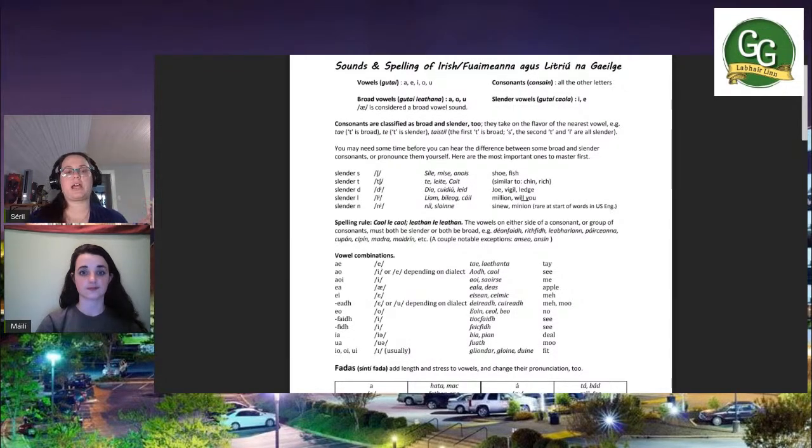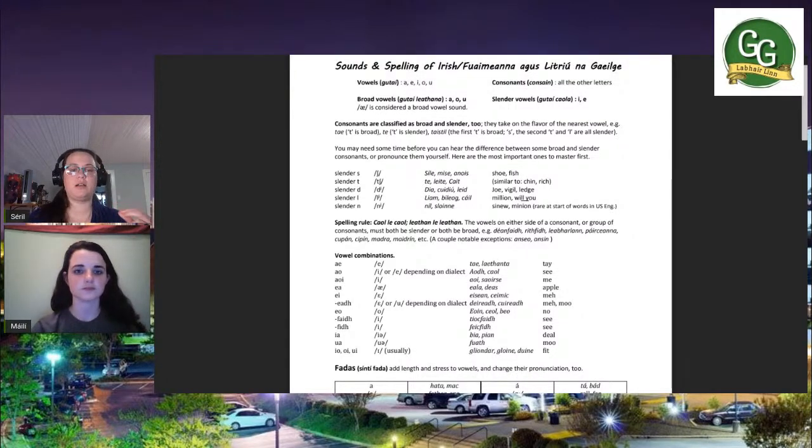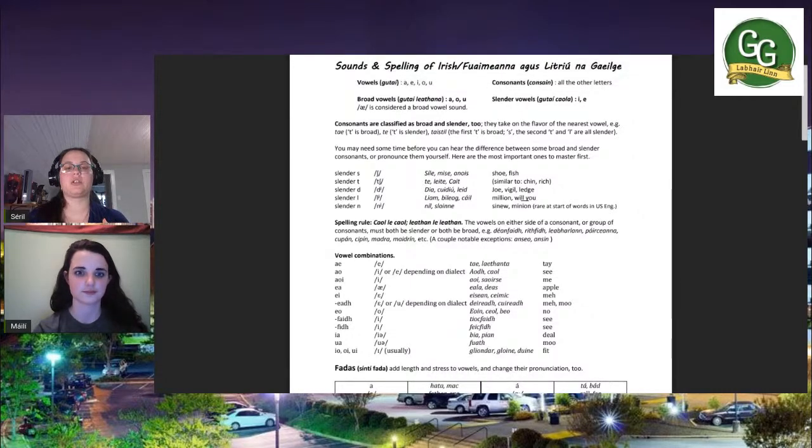So when we're looking at S, if S is near an A, O, or U, it's going to sound like the regular English S. But if an S is near an I or an E, it's going to sound like sh, like in shoe or fish. And then we have T, which of course is a hard T if it's near an A, O, or U, or it's a ch, almost like in chin or rich. So it has that ch sound.